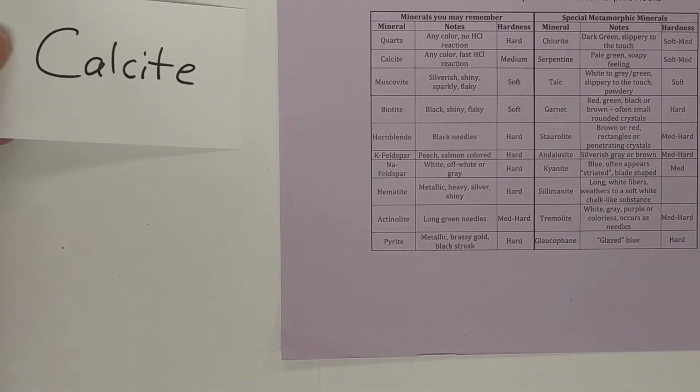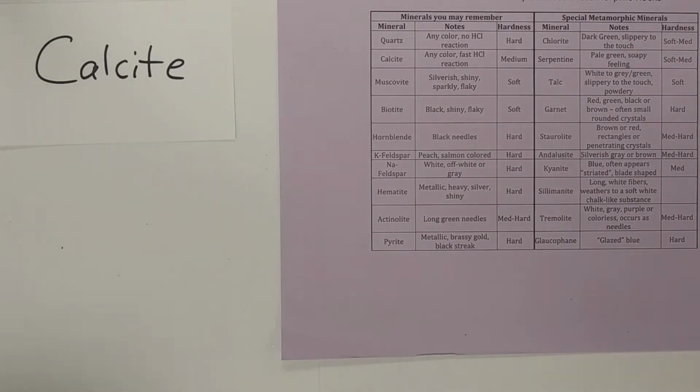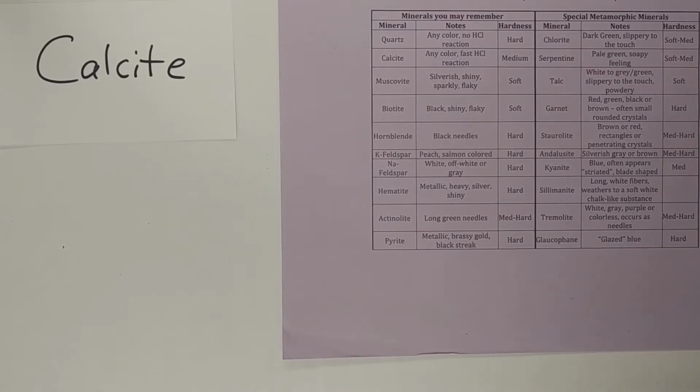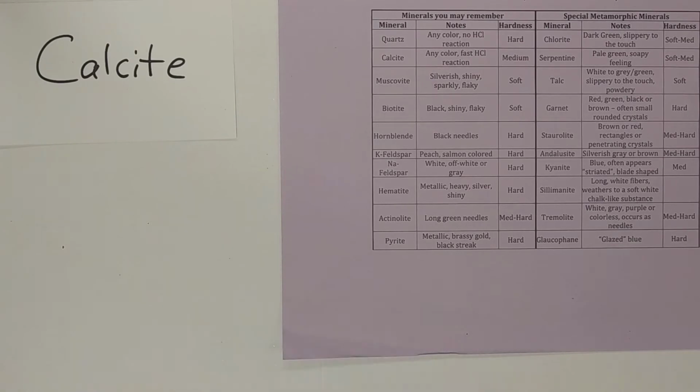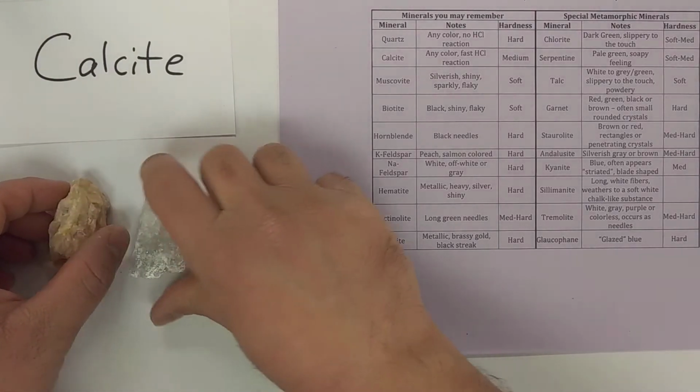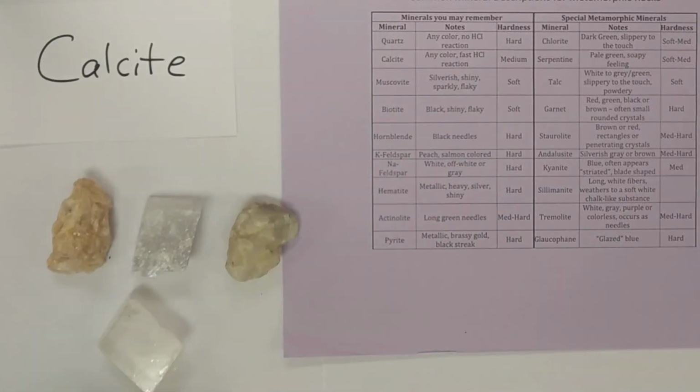Calcite is technically a sedimentary mineral. However, when it comes to metamorphic rocks, calcite is found in the rock marble, which transforms from the rock limestone, and therefore we kind of categorize and put calcite as part of the Metamorphic 20 because it's found in marble.